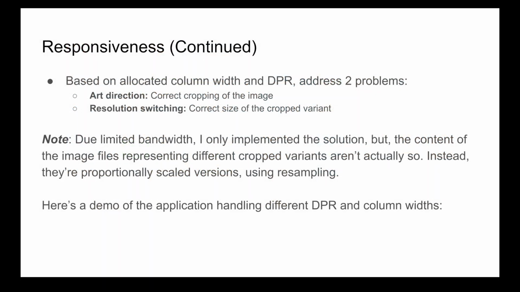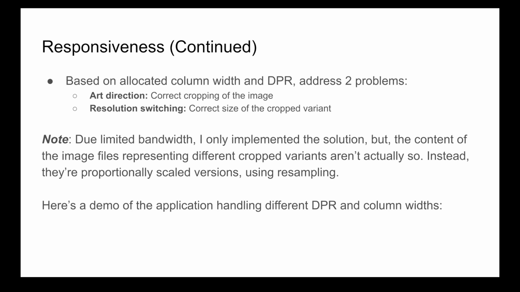Based on the allocated column width and the DPR, the grid determines a set of suitable resource URLs, ensuring the correct cropping and resolution. In front-end development, the part about ensuring the correct cropped version is downloaded is referred to as the art direction problem, and the part about ensuring the downloading of the correct resolution version is referred to as the resolution switching problem.